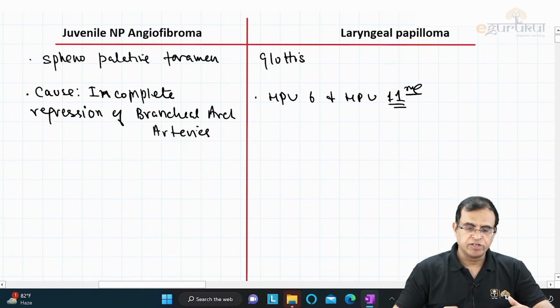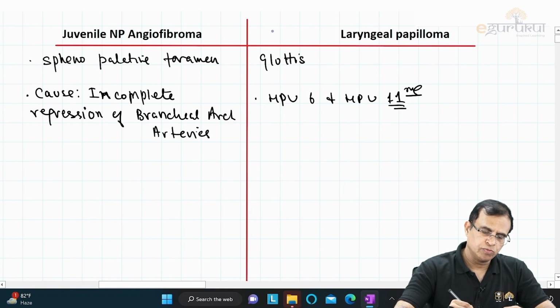Now, both are seen in children. This is also seen in the juvenile age group.